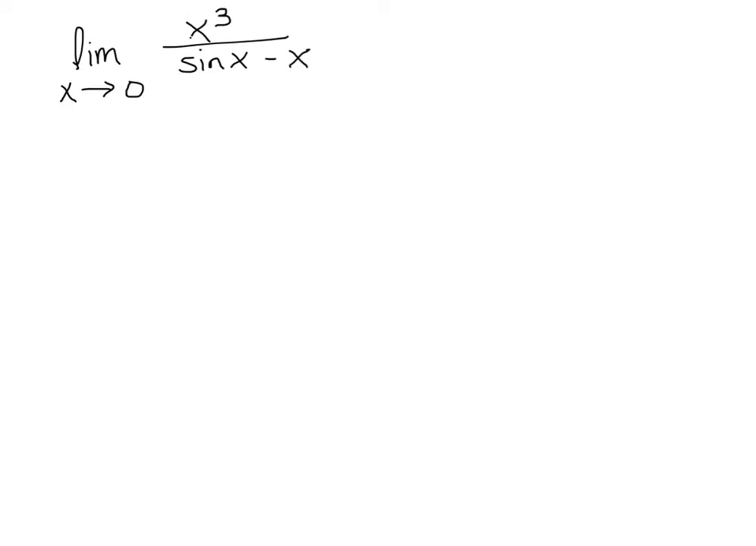To find the limit as x approaches 0 of x cubed over sine x minus x, we have to use L'Hopital's rule. Well, let's check first. As x approaches 0, the numerator goes to 0, sine of x as x approaches 0 is just 0, and minus 0. So we have an indeterminate form of type 0 over 0. So we have to use L'Hopital's rule.